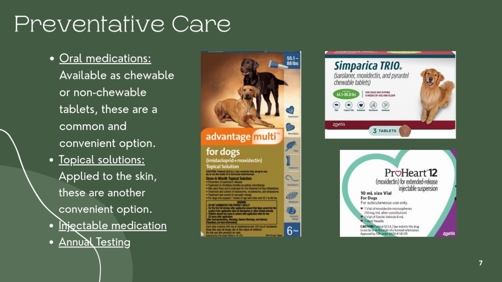In addition to medication, reducing mosquito populations around your home can also prevent heartworm disease, especially if you know your yard has a large population of mosquitoes. It might be better to get your yard treated or put some kind of trap out there for them just to lower that population as well.